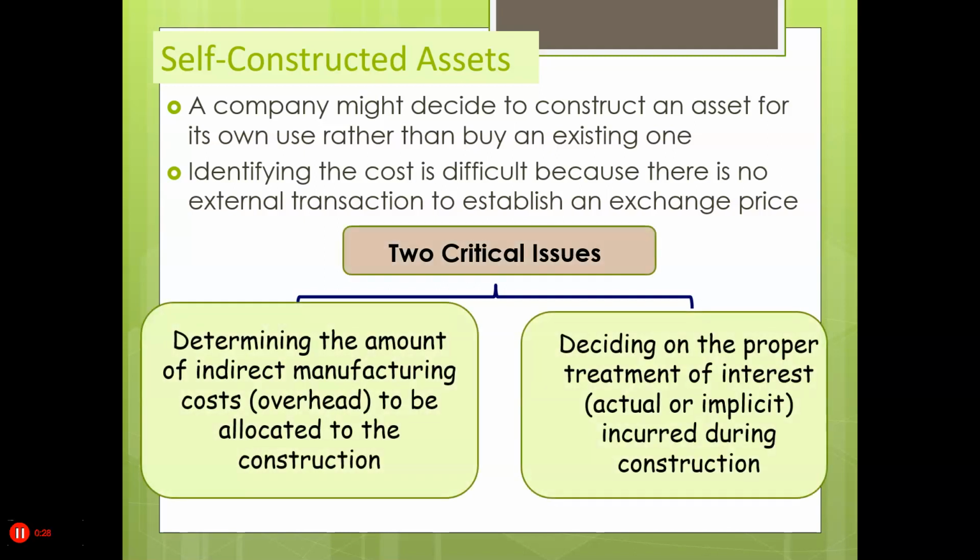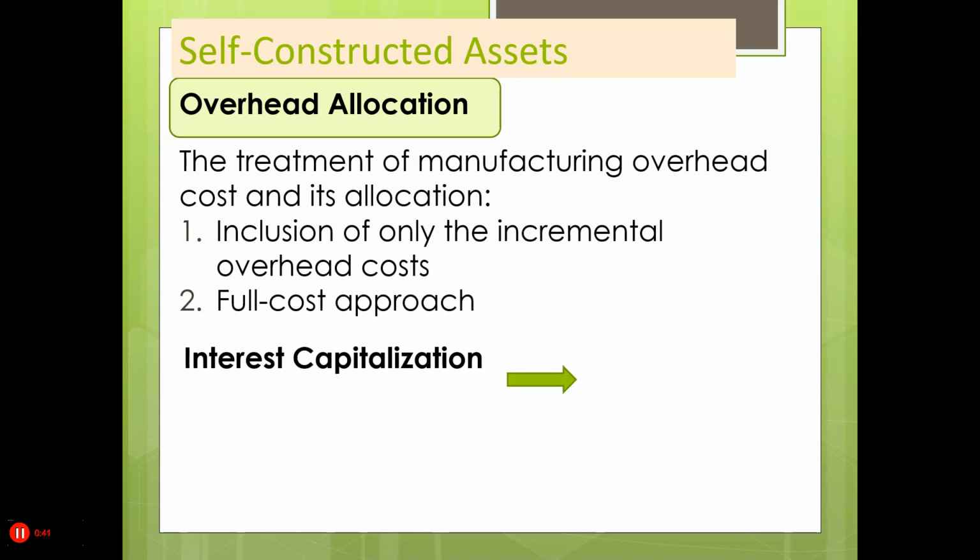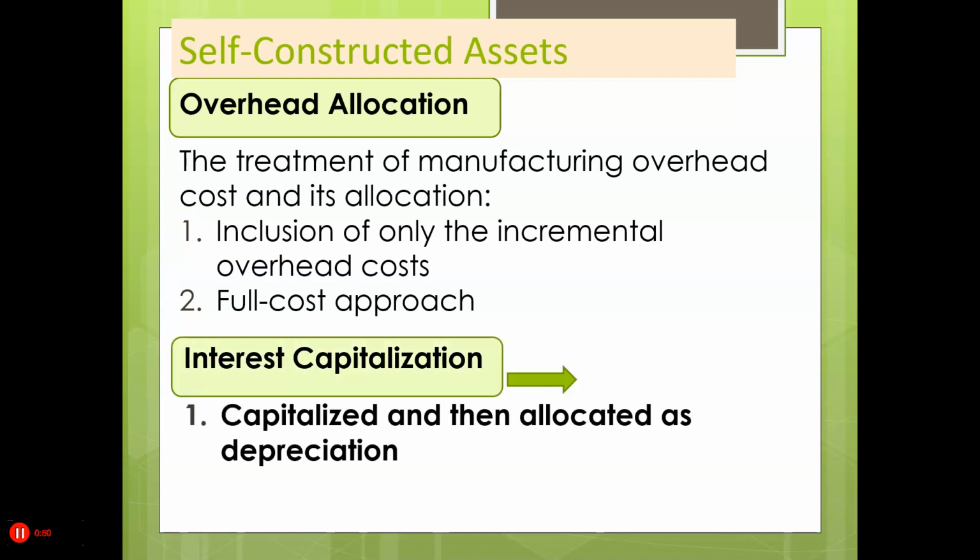So, two critical issues are determining the amount of indirect manufacturing cost overhead to allocate and deciding on the proper treatment of interest, how much of it should be capitalized. So overhead allocation, we're not going to worry about that. We have the inclusion of only incremental overhead or the full cost, or we can capitalize and then allocate as depreciated, which would be our capitalized interest. And this is what we're going to be covering in this part.